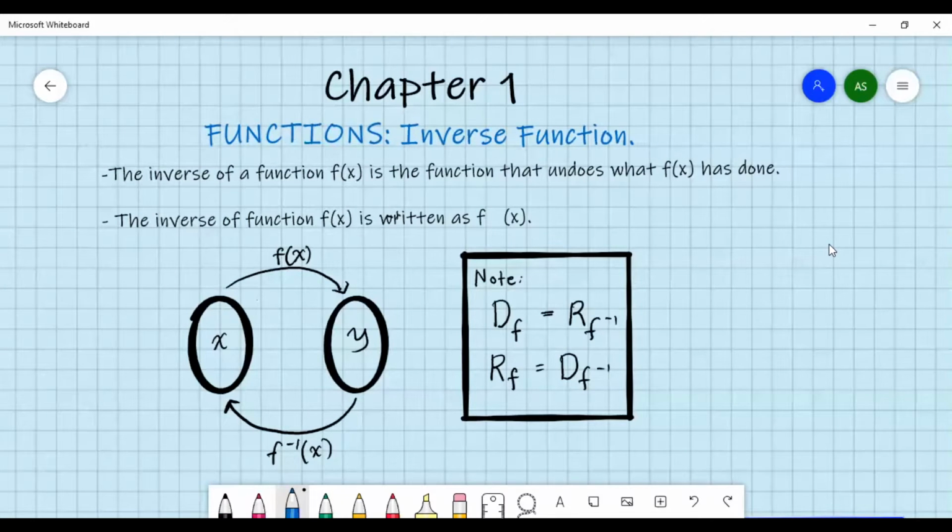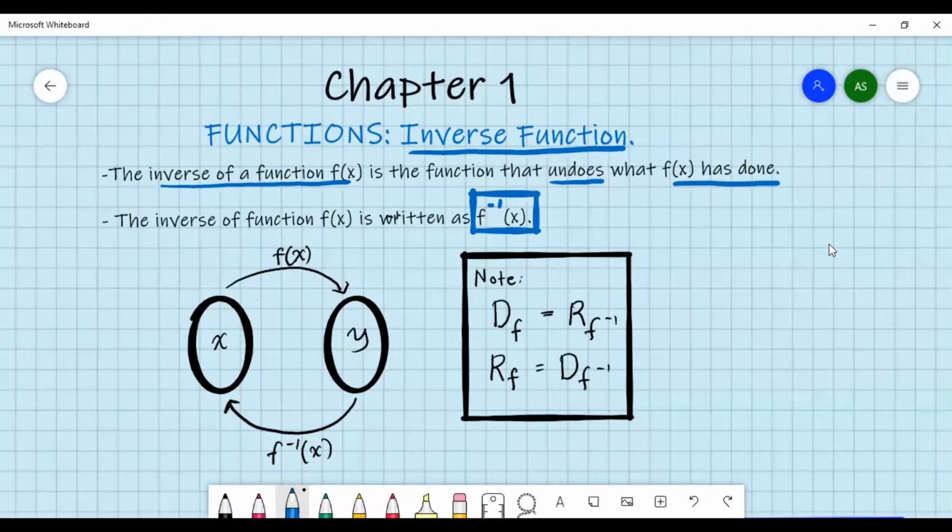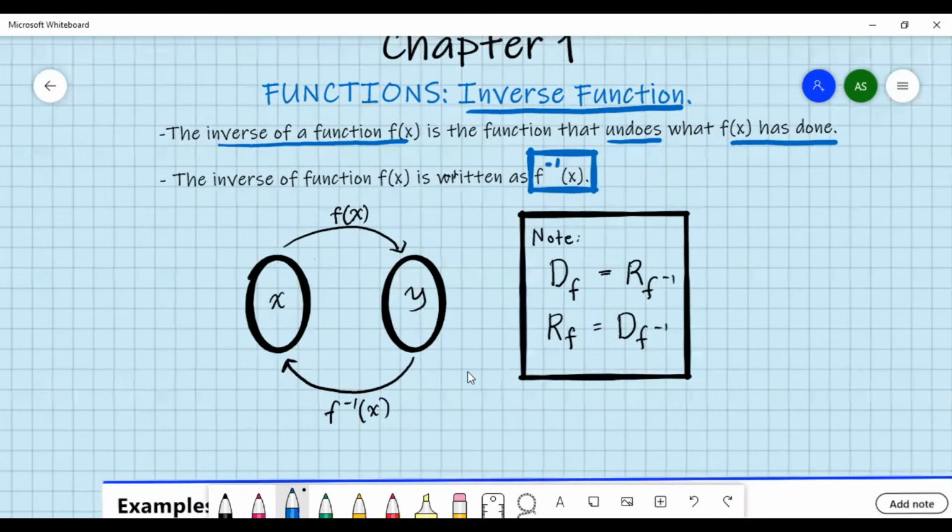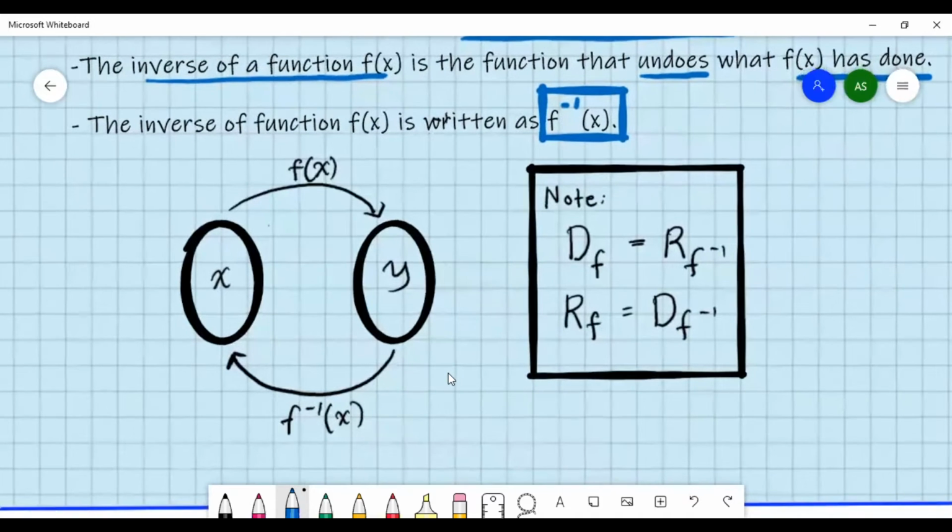Hi, in this video we're going to learn about finding the inverse of a function. Now take note that the inverse of a function f is the function that undoes what f of x has done. And you have to remember that the inverse function of f of x is written in this form: f to the power of -1 of x.